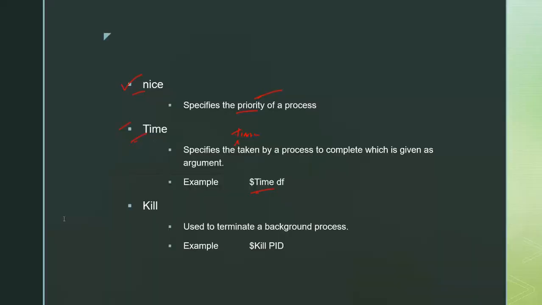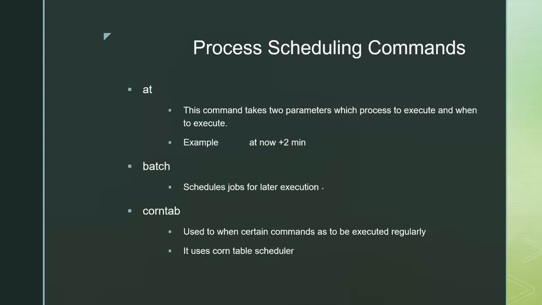Coming back to the other commands, we have the kill command. The kill command is used to terminate any background process. If you want to terminate a background process, we can use the syntax kill followed by the PID, the process ID, which will terminate the execution of that process.